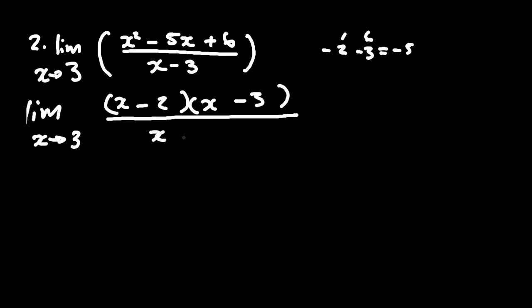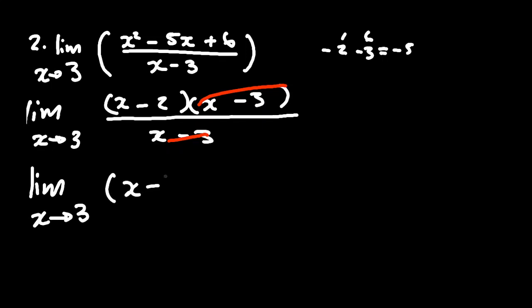Then I can have my negative 3 as x minus 3 here. So if you see now, this will cancel out with this, and I will be left with x minus 2. So my limit as x approaches 3 will be of x minus 2. I mean x minus 2.